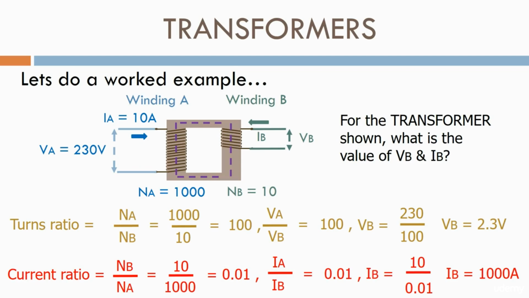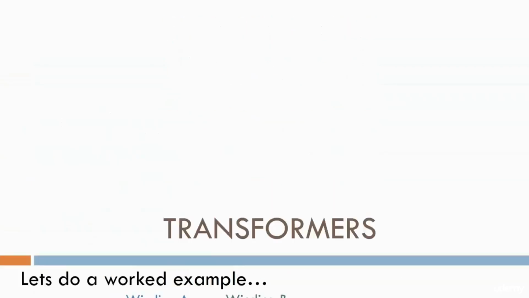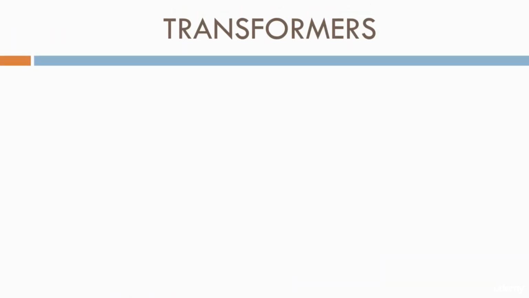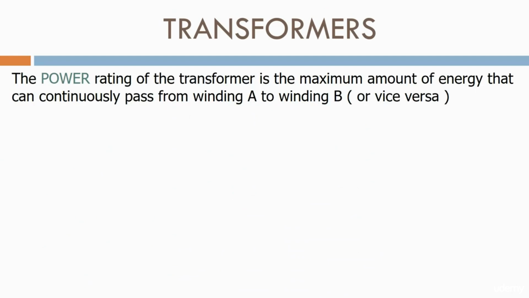We can see from the above that the voltage on winding B is now 1/100th of the voltage on winding A. The current on winding B is 100 times the current on winding A. But remember, the power will remain the same on both windings. The power rating of the transformer is the maximum amount of energy that can continuously pass from winding A to winding B, or vice versa.